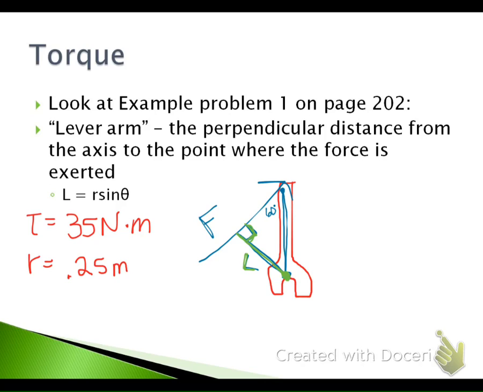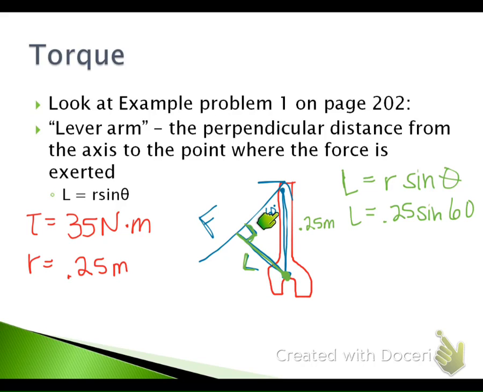So what we're solving for here is how long is the lever arm and how much force do we have to exert. To find the length of the lever arm, we know this radius is 0.25 meters. So to find the length of that lever arm, we're going to take r times sine of theta. So L equals r sine theta. So L equals 0.25 times sine of 60.